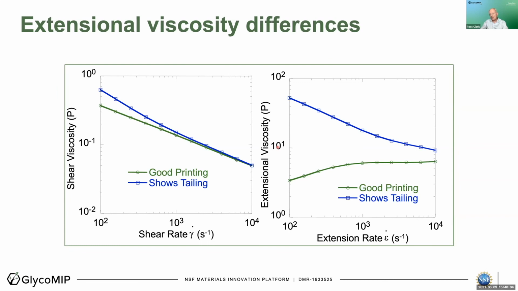If we measure extensional viscosity, now we see there's a day and night difference between the two. The one that shows good printing is relatively lower in extensional viscosity. In fact, at low extension rates, it's an order of magnitude lower, and it is relatively constant, whereas the blue one that shows tailing is not. So a day and night difference. And if you didn't know to measure extensional viscosity, you wouldn't be able to predict tailing.